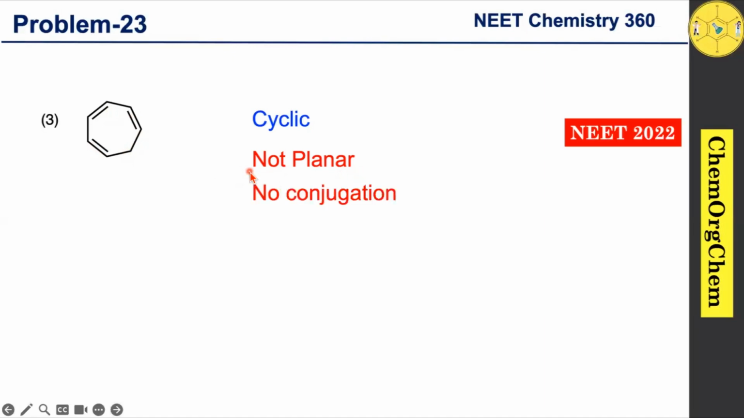And next moving on, conjugation. This compound doesn't contain any conjugation. If it were planar, it would have a fully conjugated system of pi electrons. However, due to non-planar geometry, the p orbitals are not aligned for effective overlap and the conjugation is disturbed. Therefore, here there is no conjugation at all.